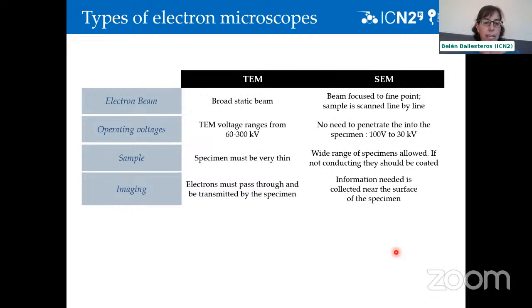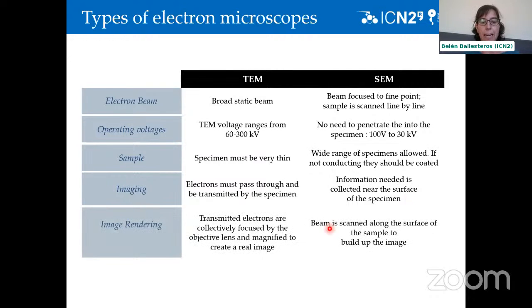With imaging, I was already explaining it. The electrons need to be transmitted through the specimen, whereas in SEM, the information we're going to collect is near the surface of the specimen. So we are going to get information of the external part of our specimen. And then in TEM, the electrons that are going through the sample are magnified to create a real image, whereas in SEM, the beam is scanned along the surface, and the image is built up line by line.